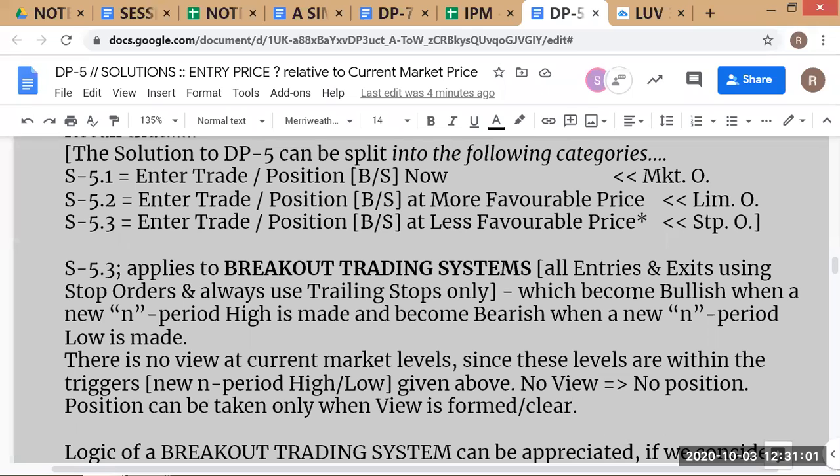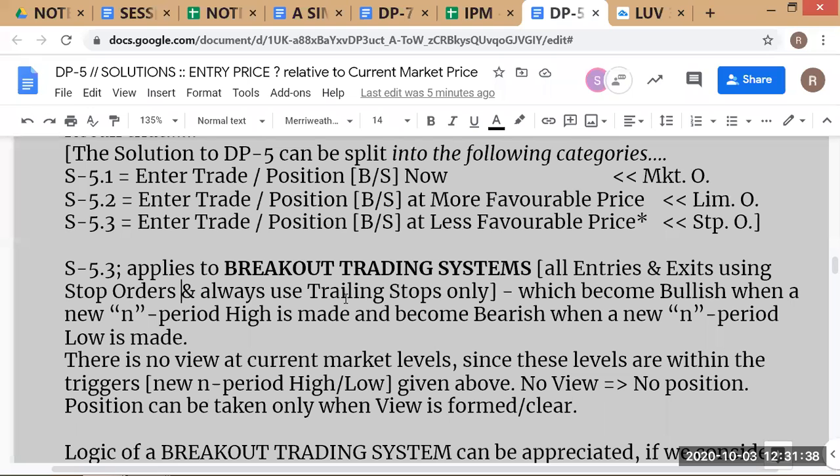Breakout trading systems are basically that we are going to make all entries and exits happen only using stop orders. And we are always only going to use trailing stops. This kind of follows actually, because if you use targeted take profits instead of trailing stops, you would have started using limit orders. So if I put a ban on the use of market orders and limit orders and I force you to use only stop orders, then you are only able to use trailing stops because you cannot use any other kind of exit method.